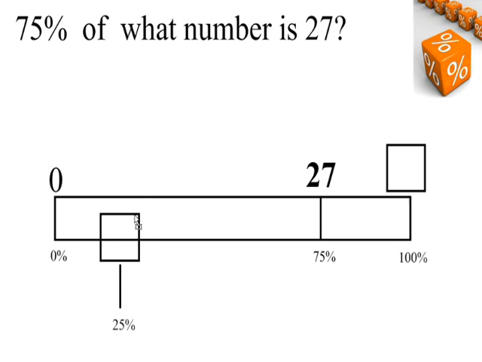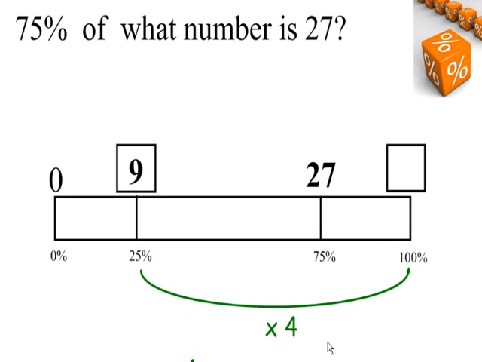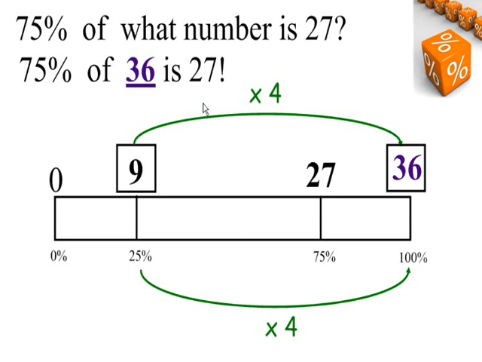Next, I'll find 25% because 75% times 1/3 gives me 25%. So 1/3 of 27 is 9. Next, I can easily see that 25% times 4 equals 100%. So 9 times 4 gives me 36. 75% of 36 is 27.